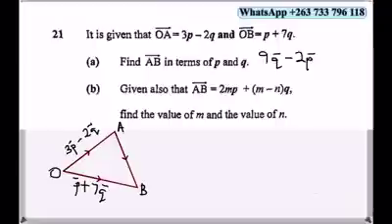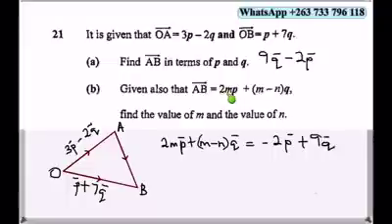So on part B, given also that vector AB is equal to 2p plus a minus nq, find the value of m and n. Since these are the same, we'll just equate the coefficients of vector p and q. For vector p, the coefficient here was 2m and here it was minus 2. For vector q, the coefficient is m minus n and here it's 9. So m minus n is equal to 9, 2m is equal to minus 2.